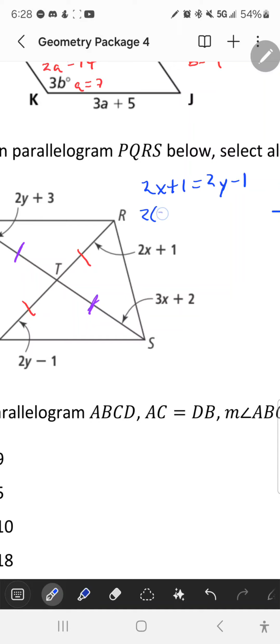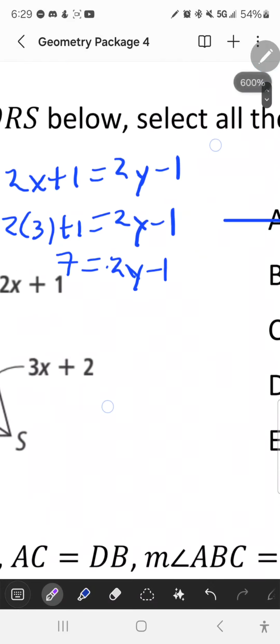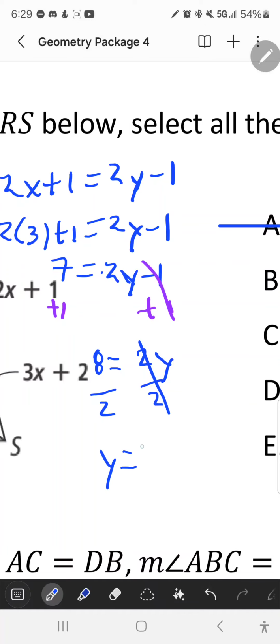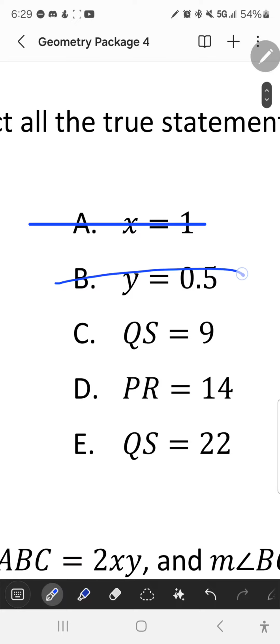Answer to for x. So 2 times 3 plus 1 equal to y minus 1. 2 times 3 is 6. 6 plus 1 is 7. So 7 equal to y minus 1. I'm going to add 1 to both sides. This cancels out, and I have 2y equal 8. And then if I divide by 2, I have y equal 4. Therefore, this is also incorrect.